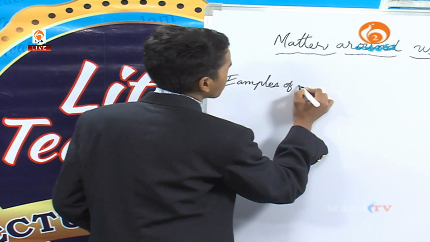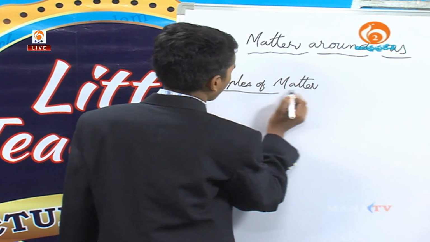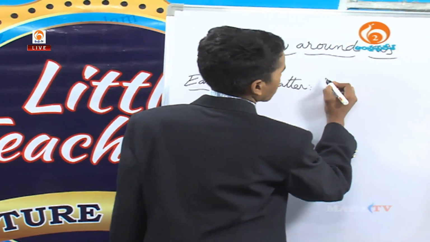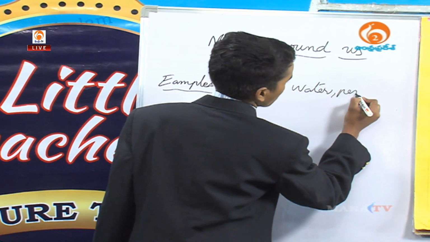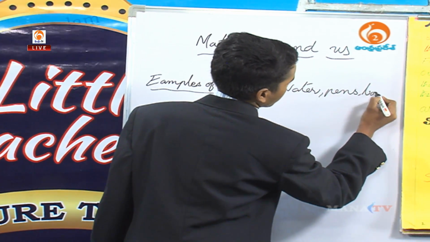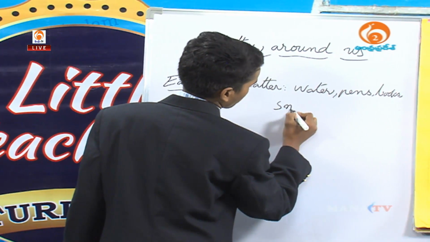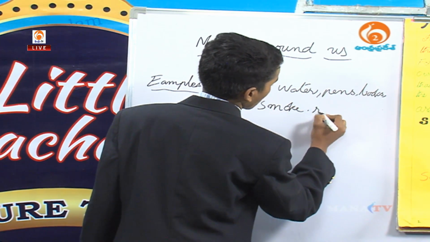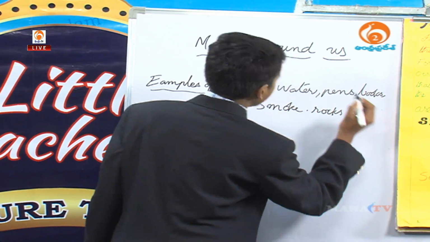Examples of matter: water, fans, books, smoke, rock, etc. These are all examples of matter.